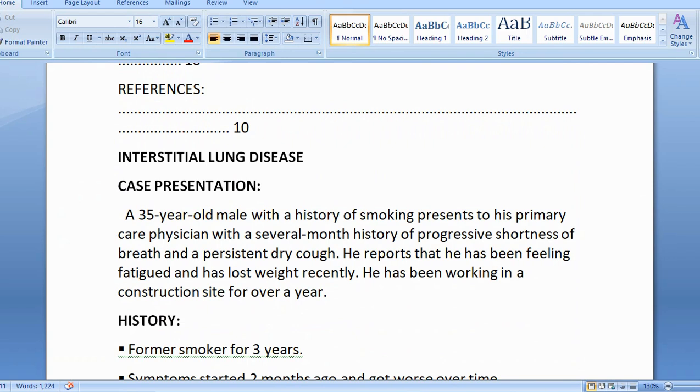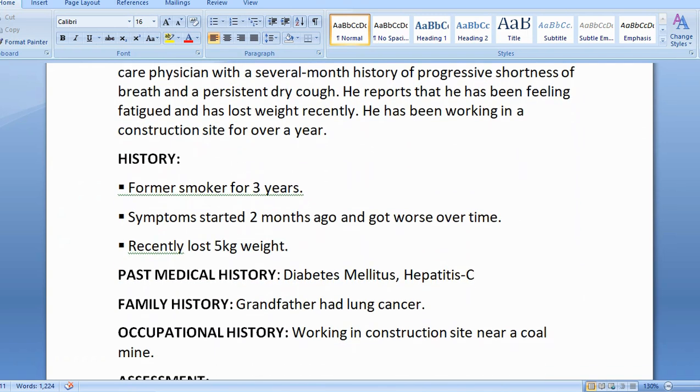A 35-year-old male with a history of smoking presents to his primary care physician with a several-month history of progressive shortness of breath and a persistent dry cough. He reports that he has been feeling fatigued and has lost weight recently. He has been working in a construction site for over a year. History: former smoker for 3 years. Symptoms started 2 months ago and got worse over time. Recently lost 5 kg weight.